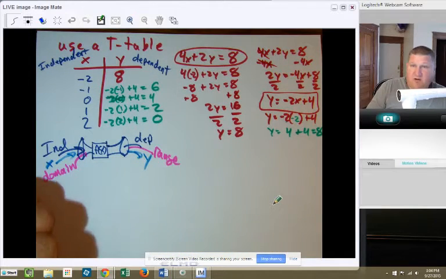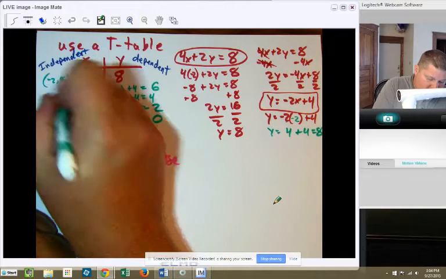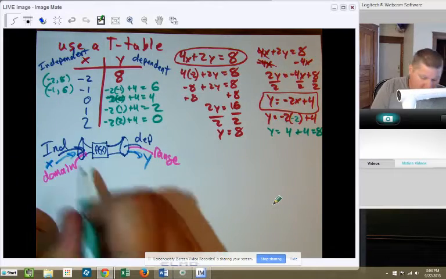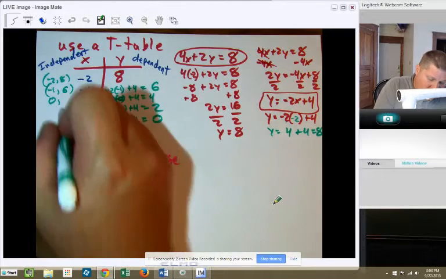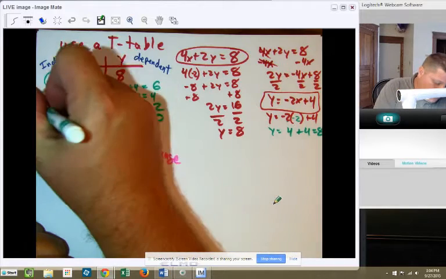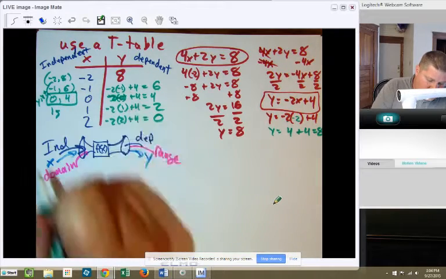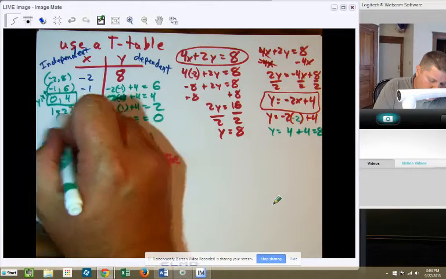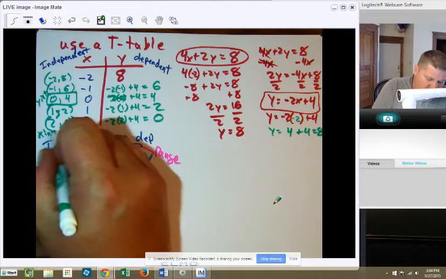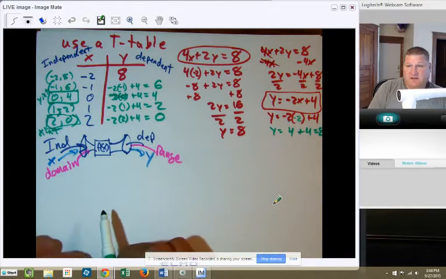Now, you'll also notice we got a couple things. We have -2 comma 8, -1 comma 6. We can make coordinates out of these points. We have 0 comma 4, which is going to be our y-intercept. And then we have 1 comma 2. And then we have 2 comma 0, and this is going to be our x-intercept. So it works out really, really nicely. And all we have to do is graph it.